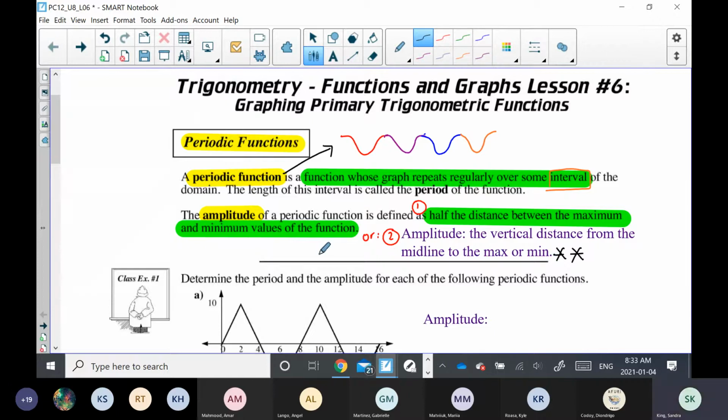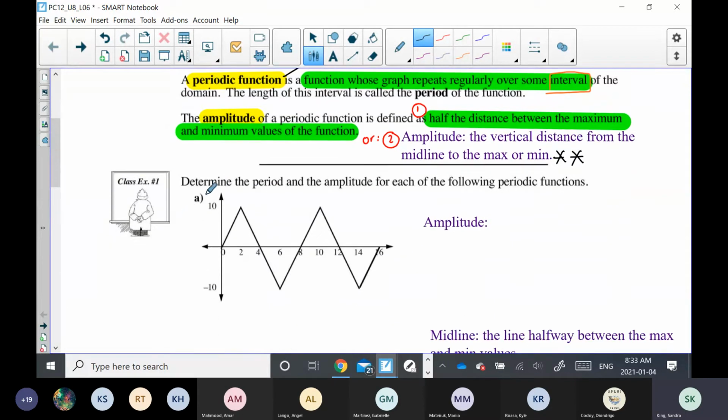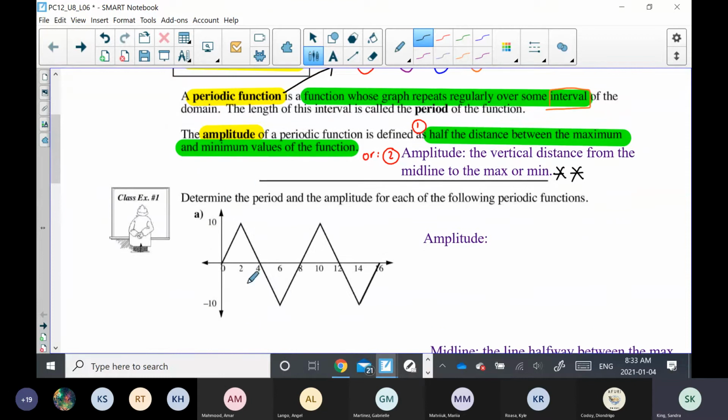Okay, so we're going to look at class example number 1. These 2 graphs are periodic functions, and we're going to figure out the period and the amplitude of each graph. When I say, what's the period of this graph? Remember, a periodic function is a function whose graph repeats over a regular interval. So we have to find when our shape repeats, like what's the distance that the shape repeats in? One thing that I always try to do first is figure out my period by looking peak to peak.